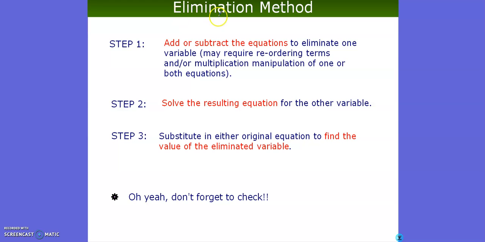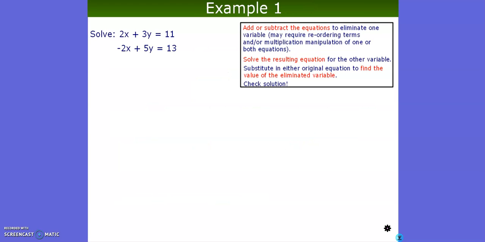So the elimination method starts with adding or subtracting our equations. We want to make sure our equations are in standard form, which is ax plus by equals c. And then we go ahead and add. We're adding like terms here. We're creating columns to add up. And hopefully we'll see a variable disappear, and that's called elimination. And then we can solve. So let's take a look at our first example.